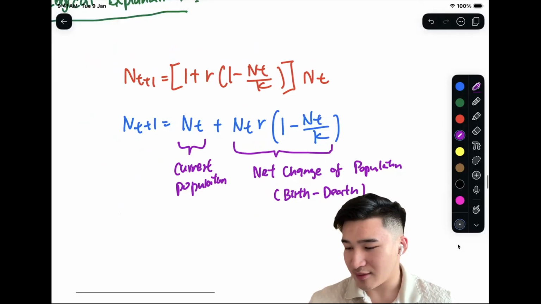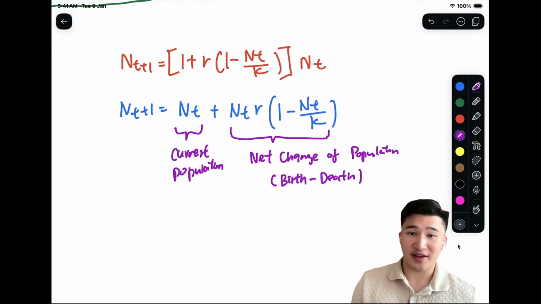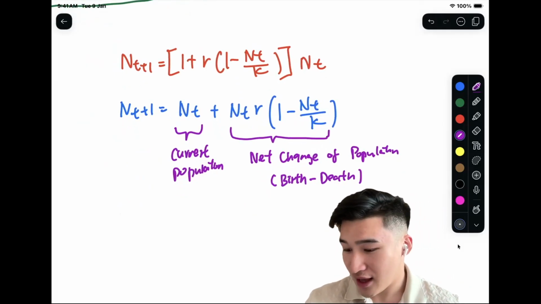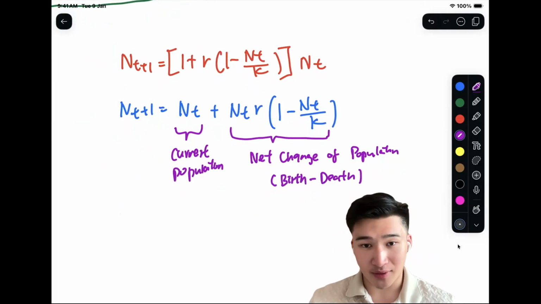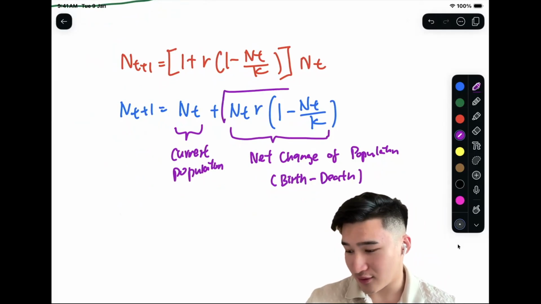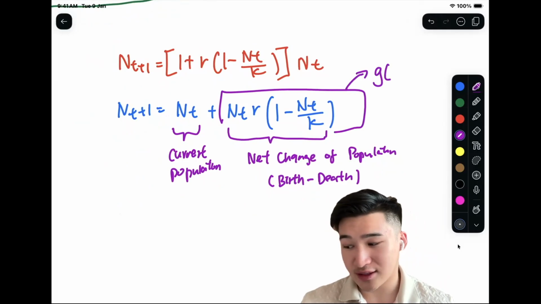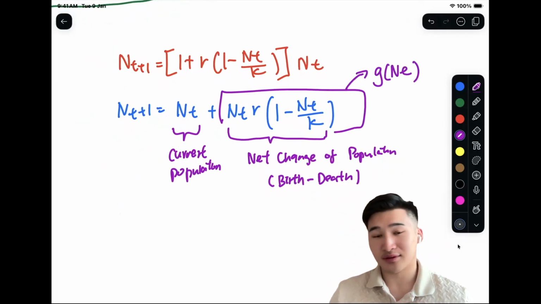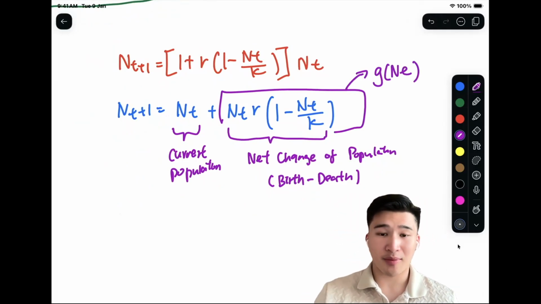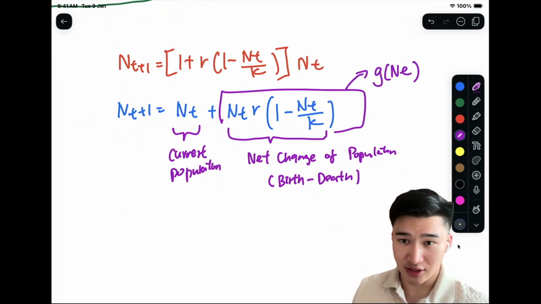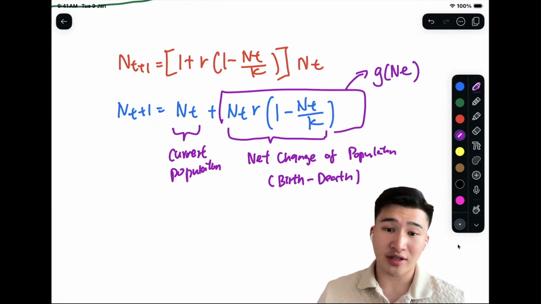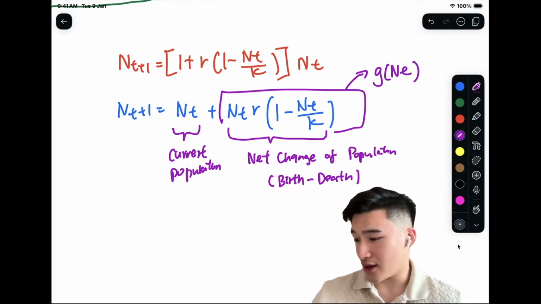So this actually resembles the definition of a recursive sequence, right? N_{t+1} equals our current population plus this chunk. And this chunk you can actually think about as a difference equation of N_t. So that's how we can think about it: our current population in addition to the change. And the change could be the net change of population, birth minus death.